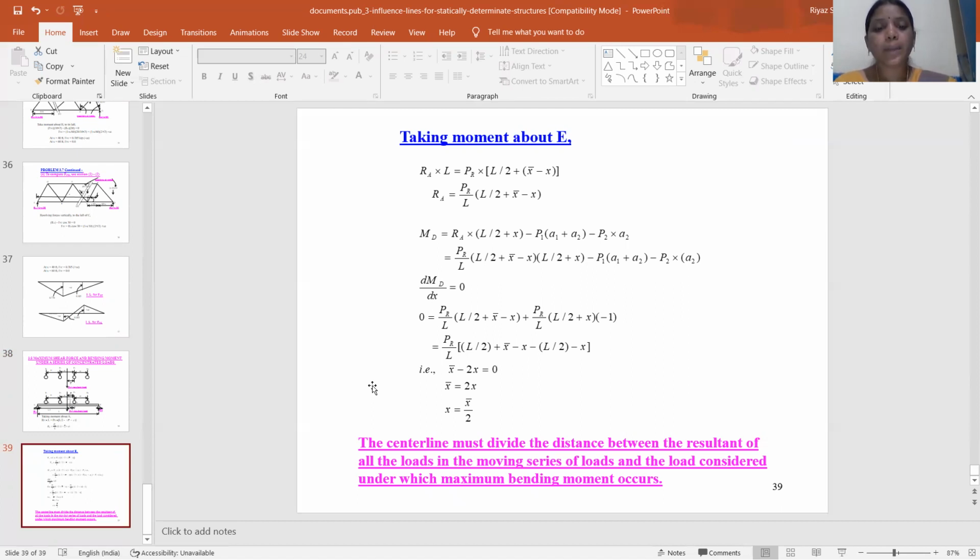So moment about D, RA into L by 2 plus X, minus P1 into A1 plus A2, minus P2 into A2. The sum of moments about D equal to 0. So X equal to X bar divided by 2. The center line must divide the distance between the resultant of all the loads in the moving series of loads and the load considered under which the maximum bending moment occurs. So this is the final result of the absolute maximum bending moment for concentrated moving loads.